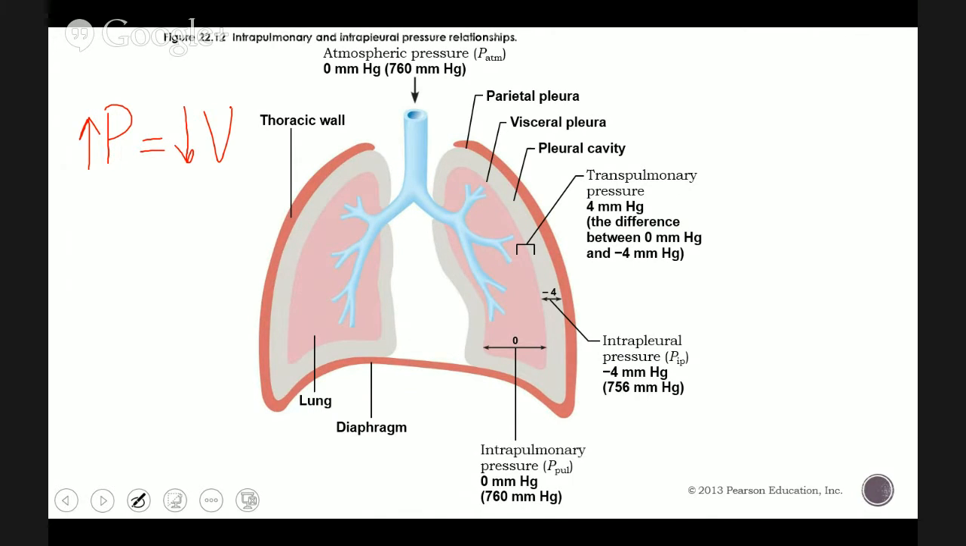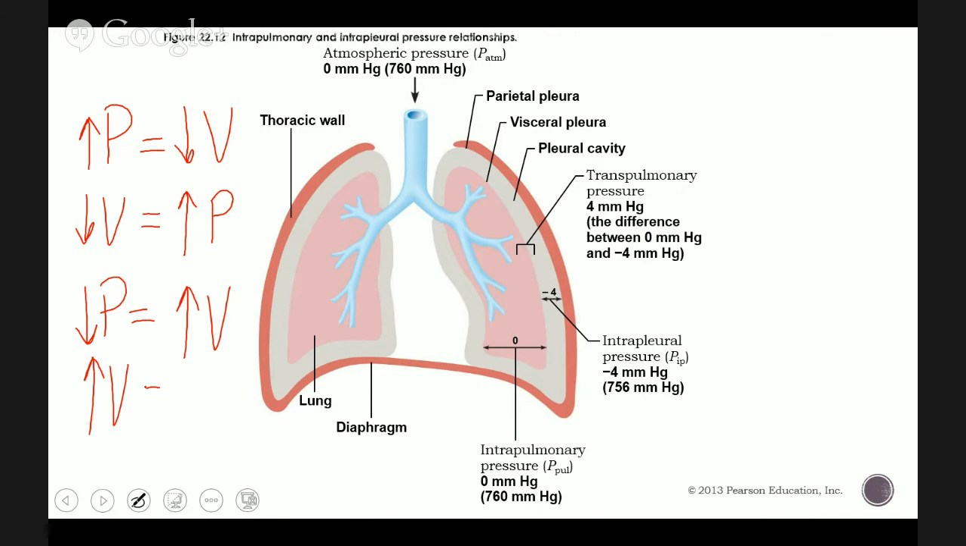What happens if we decrease the volume? Increase what? The pressure, right? So it works both ways. You can either increase the pressure to decrease the volume, or you can decrease the volume and increase the pressure. Either one works. Gets you the same place. What happens if you decrease the pressure? What happens to the volume? It increases the volume. What happens if we increase the volume? Focus on this one.